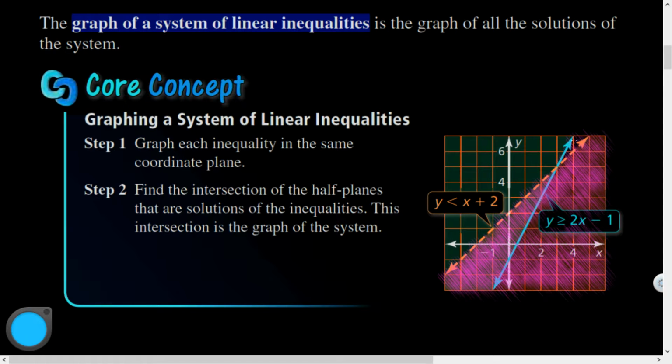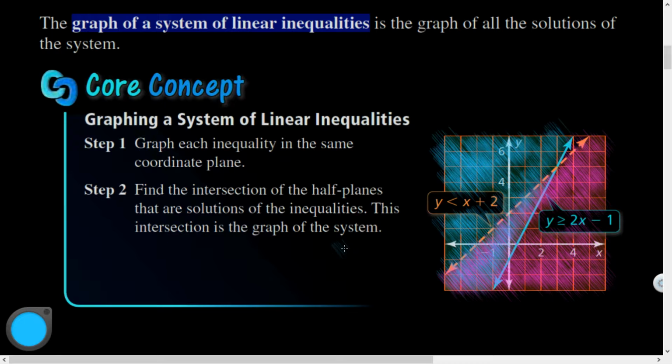So here's the line 2x minus 1. It's solid because of the equal. And to shade the points greater than it, it's going to be above the blue line. All right, so shade in the points. All right, and I get that.